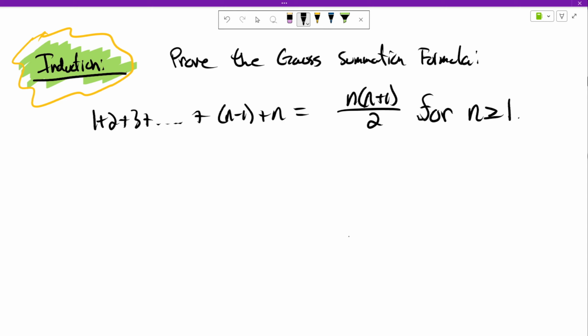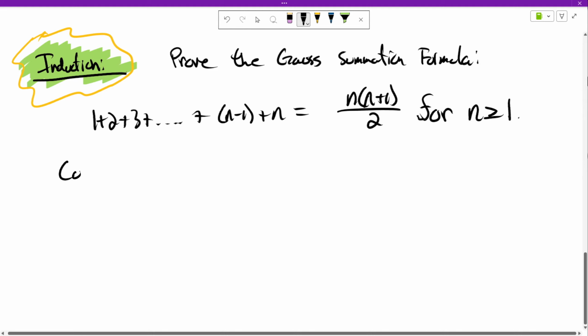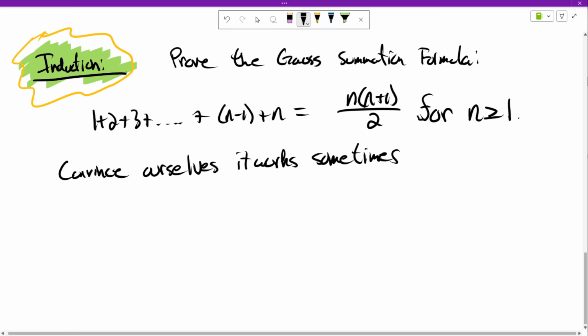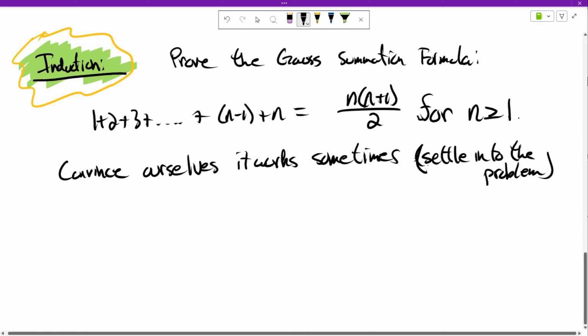Before we even get started with induction, we should convince ourselves that this formula actually works for some values. Before we try to prove it works all the time, we should probably convince ourselves it works sometimes. What I like to say is we need to sort of settle into the problem. Make it a cup of coffee or something.